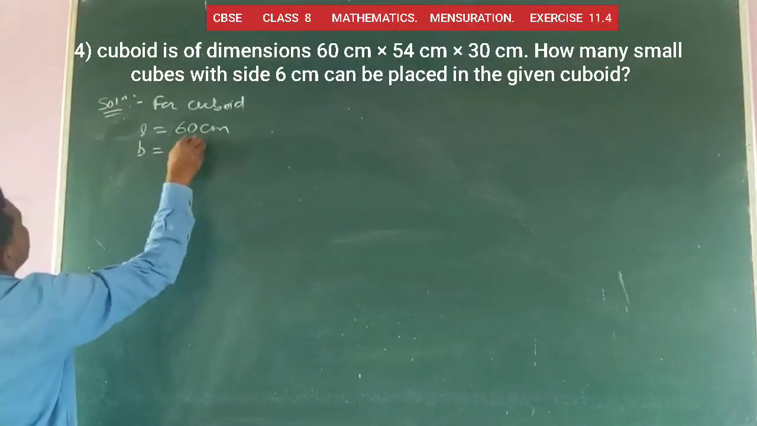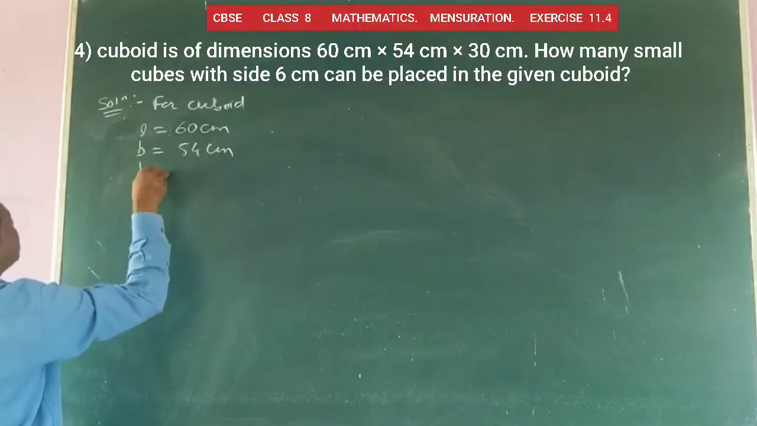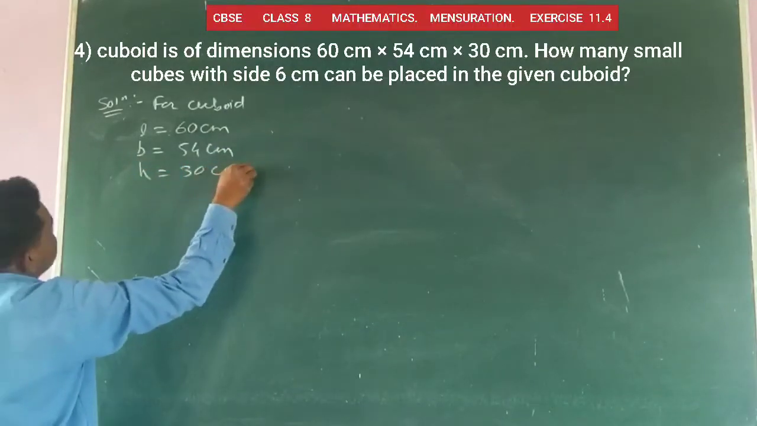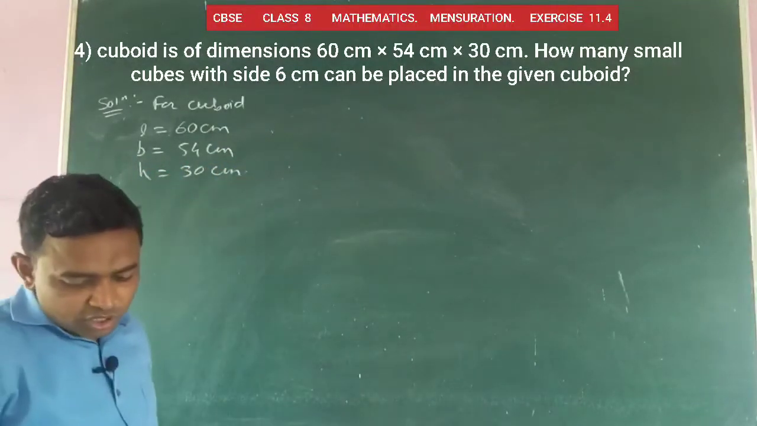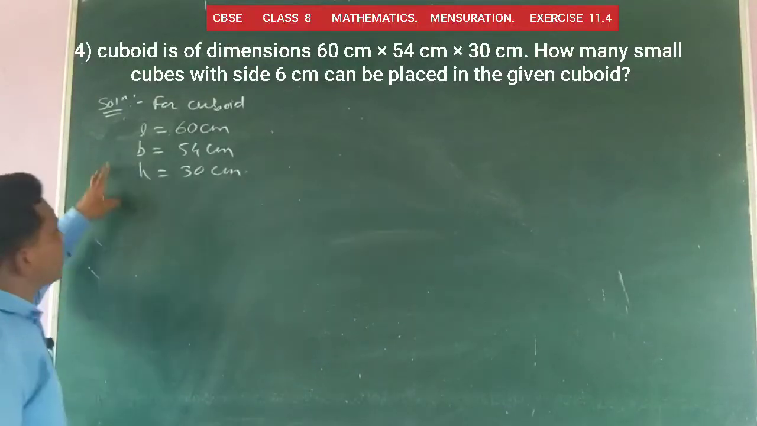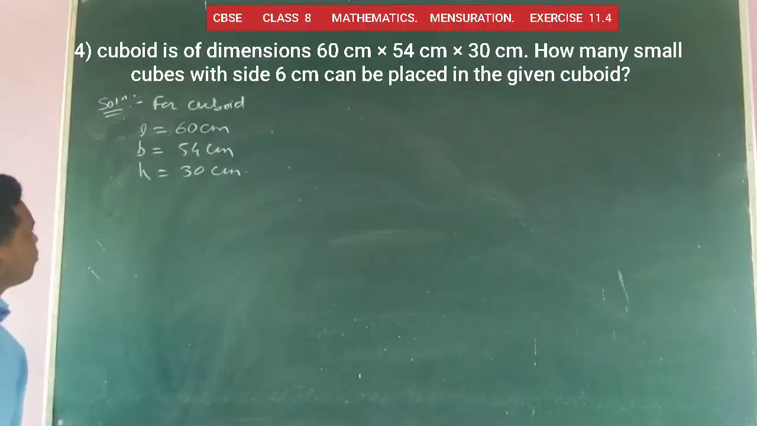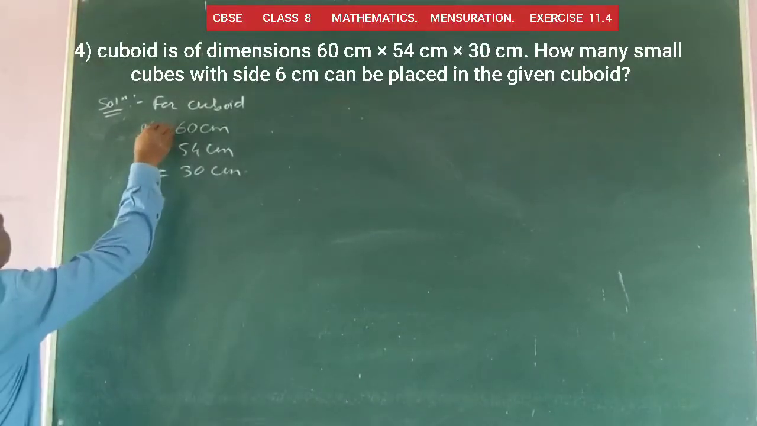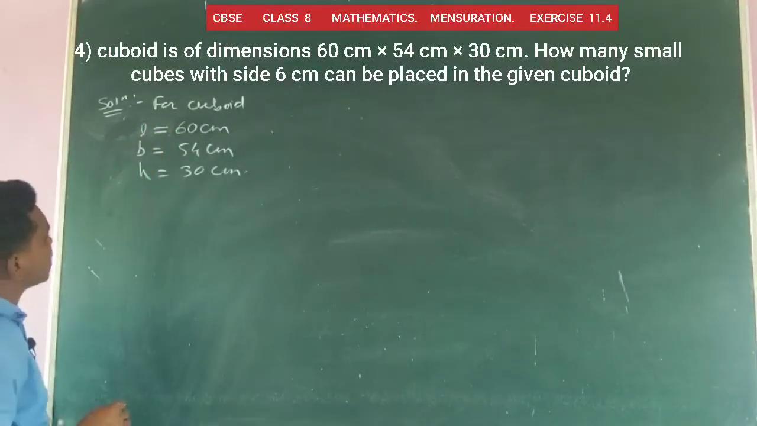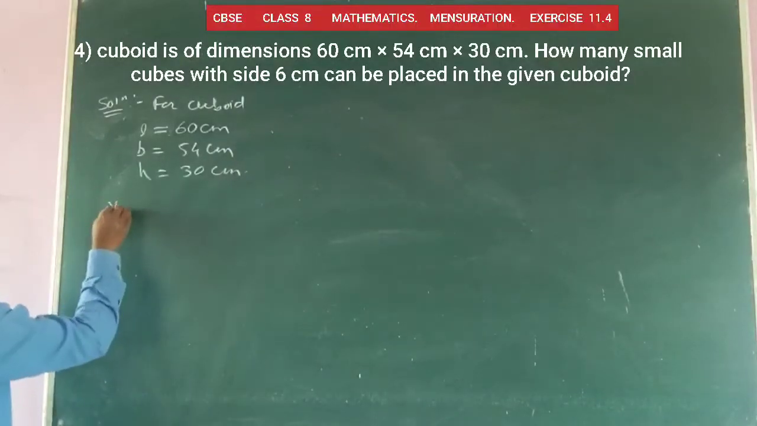Breadth is 54 centimeter and height is 30 centimeter. These are the dimensions for the cuboid. And after that there is also the cube having the side L. So before we calculate this, firstly we calculate the volume of the cuboid.